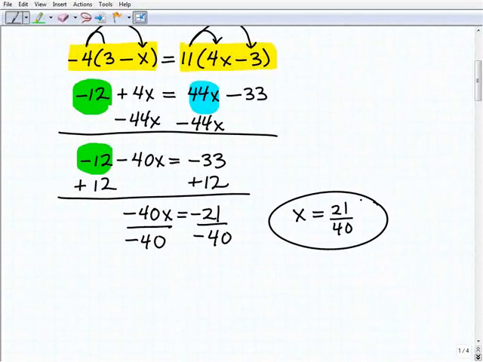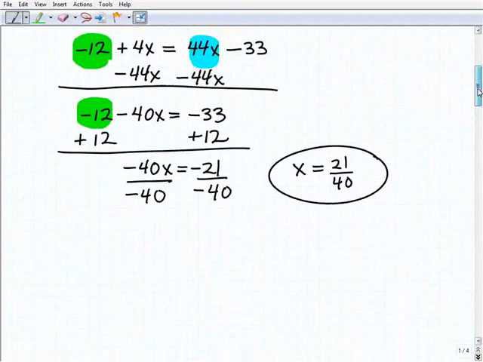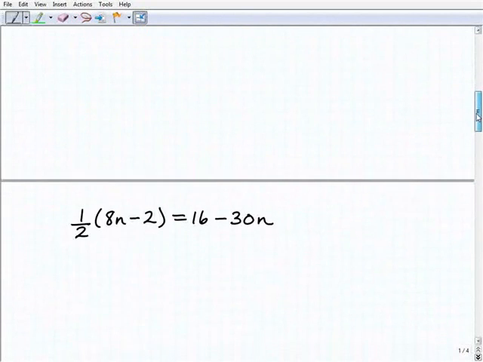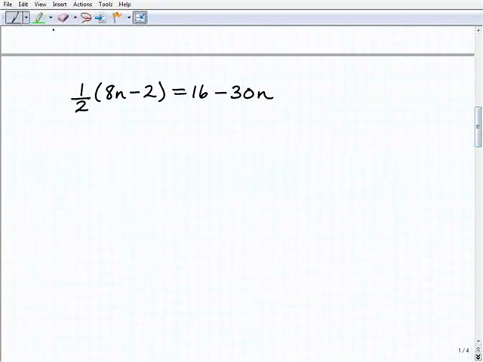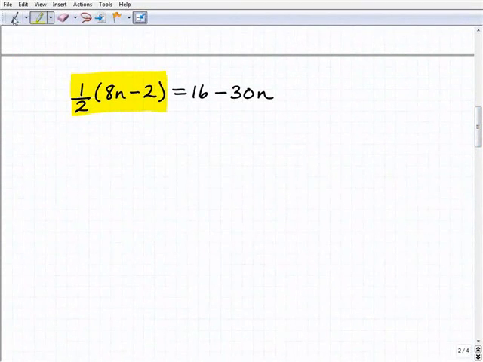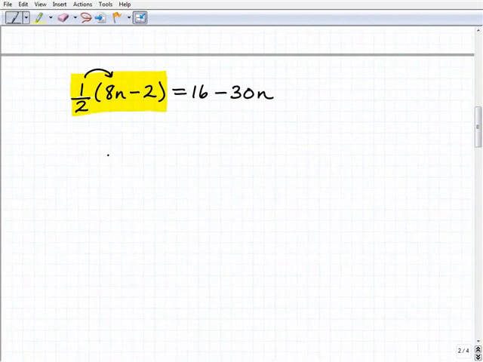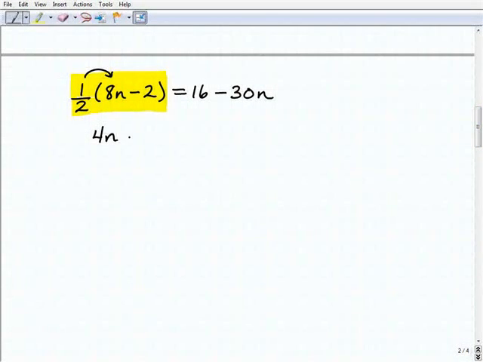All right, let's move on to our next equation here. The first step is to look for a distributive property situation, and of course we have it right here because we have parentheses surrounding a sum or difference. So I'm going to distribute this 1/2 to this 8n, and 1/2 times 8n is going to be 4n, minus 1/2 times 2, and that's going to be 1.